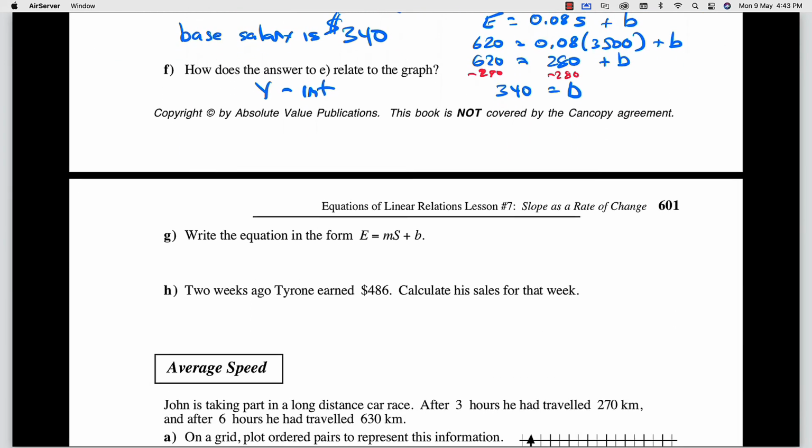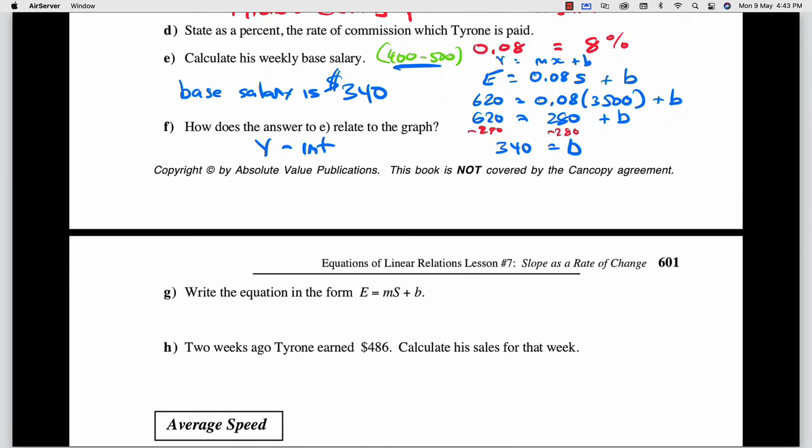Okay, is there any more? Write the equation in the form E equals ms plus b. So E equals m. What was our m here? 0.08 S plus the b, which is 340.